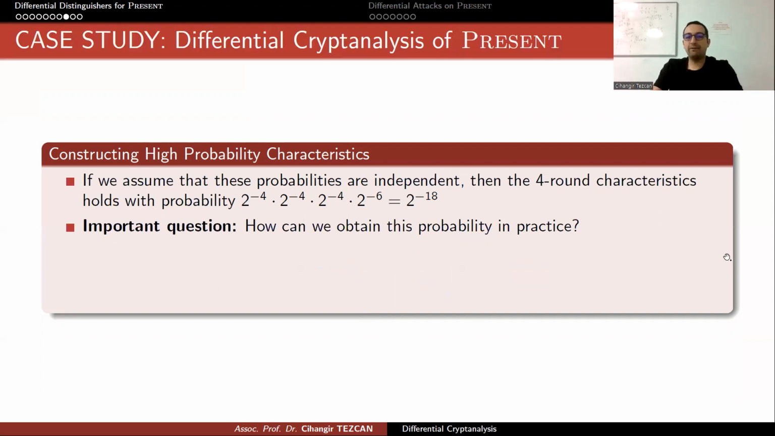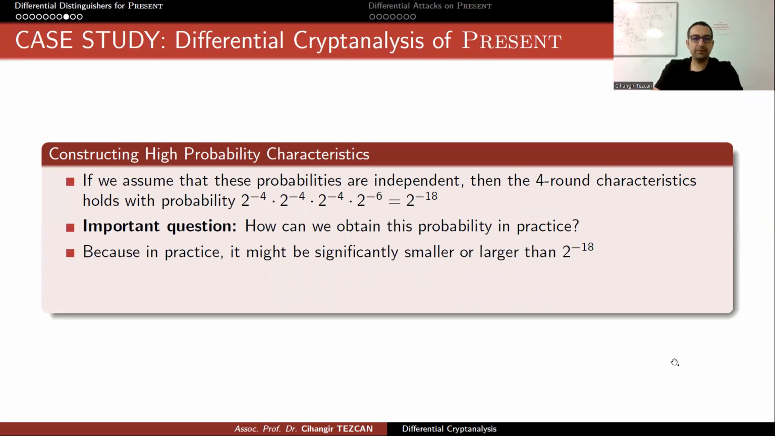Important question: how can we obtain this probability in practice? Can I experimentally verify it? And the answer is yes. Just randomly choose many inputs, give them this input difference, randomly choose a key, encrypt all of them, then look at the differences at the ciphertext and repeat this process. As you can see, this is a binomial distribution in this scenario. See how many times you observe the expected output difference.